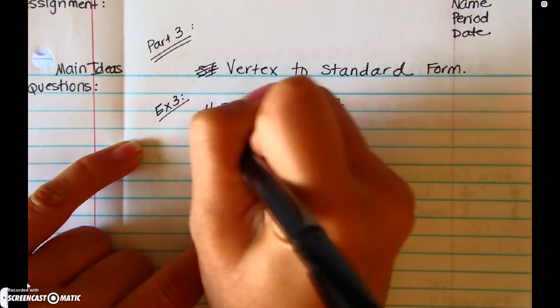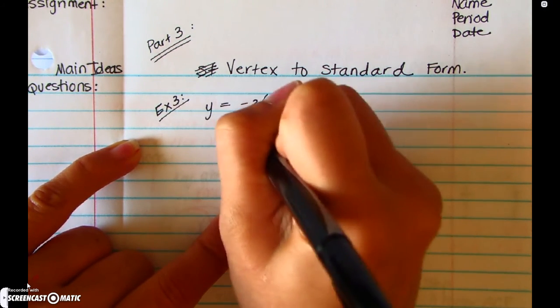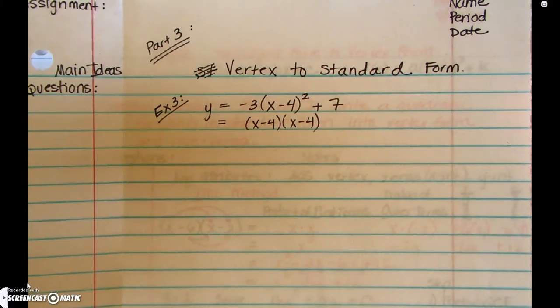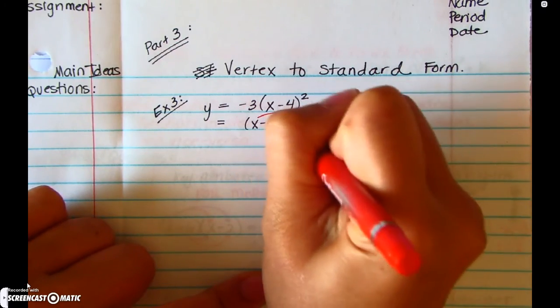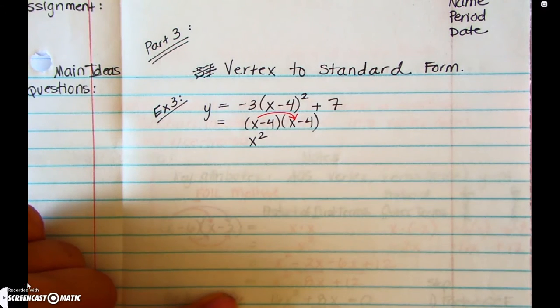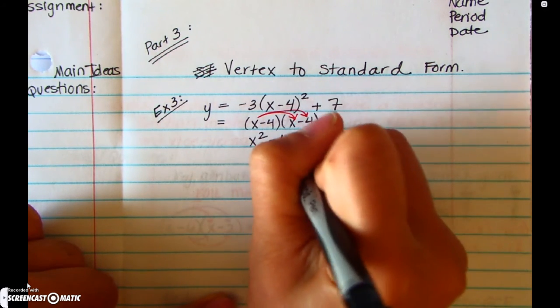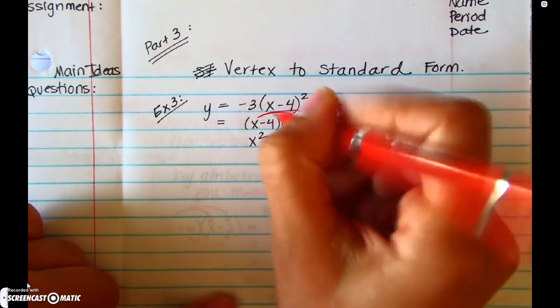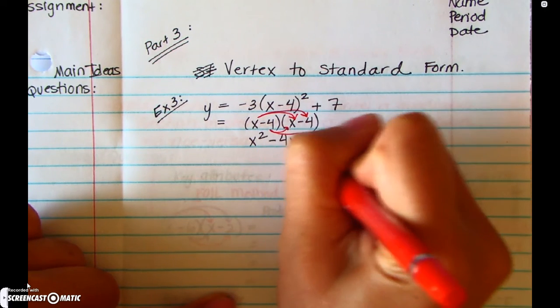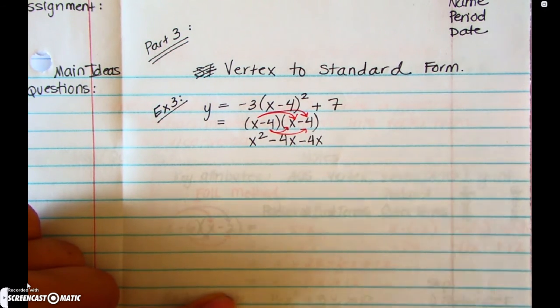So the first thing we're going to do is multiply x minus 4 times x minus 4. So we need to FOIL. FOIL says that I have to multiply the first terms together, which gives me x squared. Then I need to multiply the outer terms together, which gives me negative 4x. Then I need to multiply the inner terms together. Negative 4 times x gives me negative 4x. And then at the very end, I have to multiply the last terms together, which is negative 4 times negative 4 gives us positive 16.